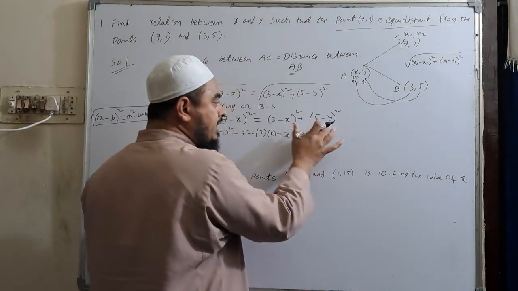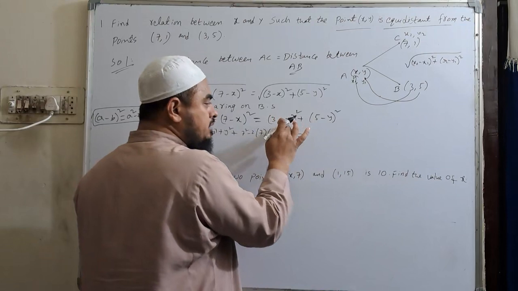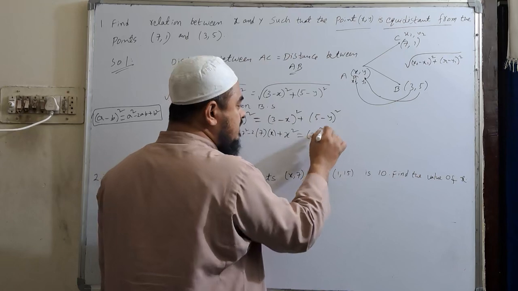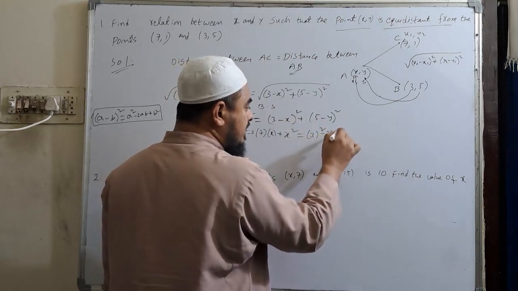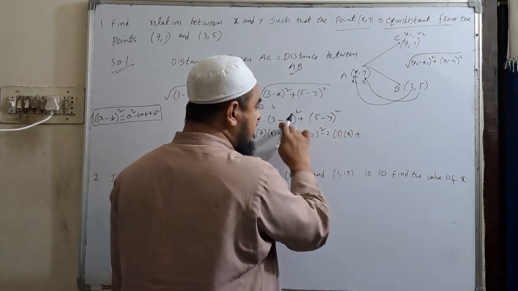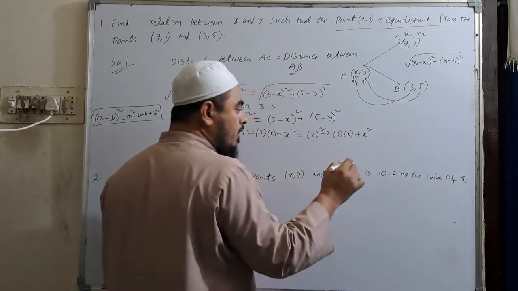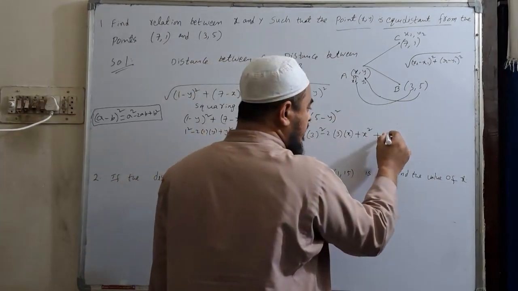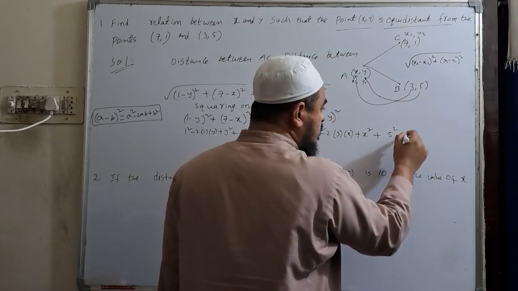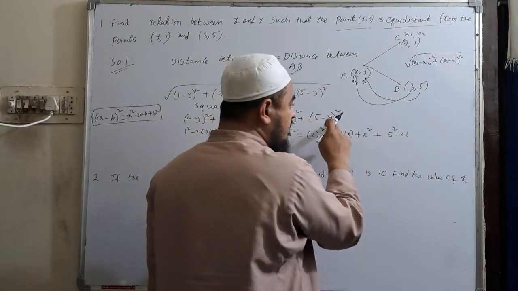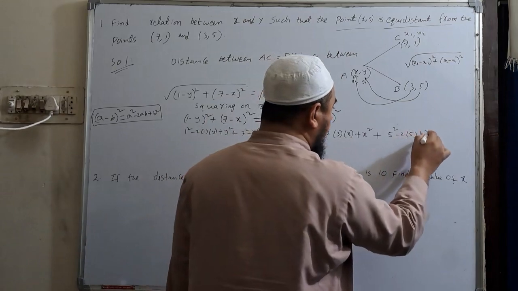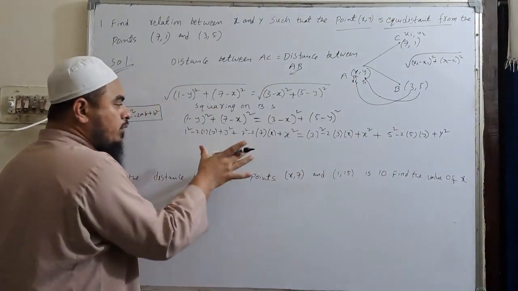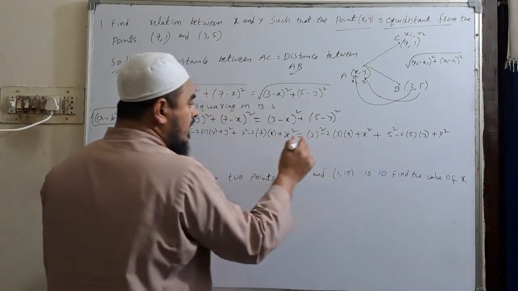Now coming to the right hand side, again 2 squares we have, (a minus b) whole square plus (a minus b) whole square again, so we get 3 square minus 2 into a is 3, b is x, plus b is x, so we write it as x square. Plus again (5 minus y) whole square we have, a minus b whole square, so we write it as 5 square minus 2 into a is 5, b is y, so we can write 2 into 5 into y plus y square, that is b square, we get it as y square.